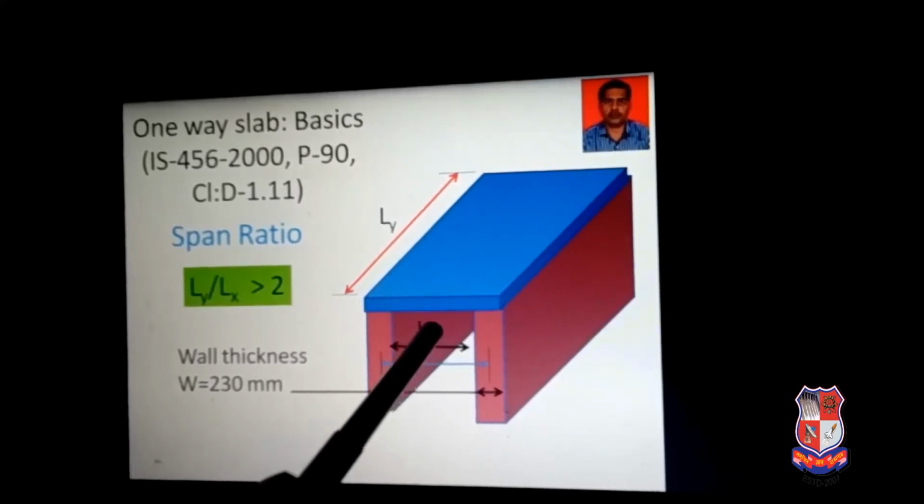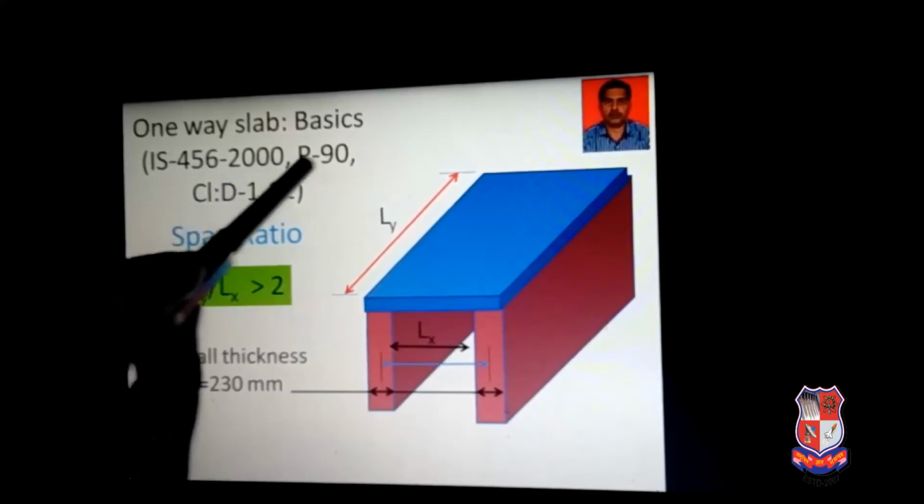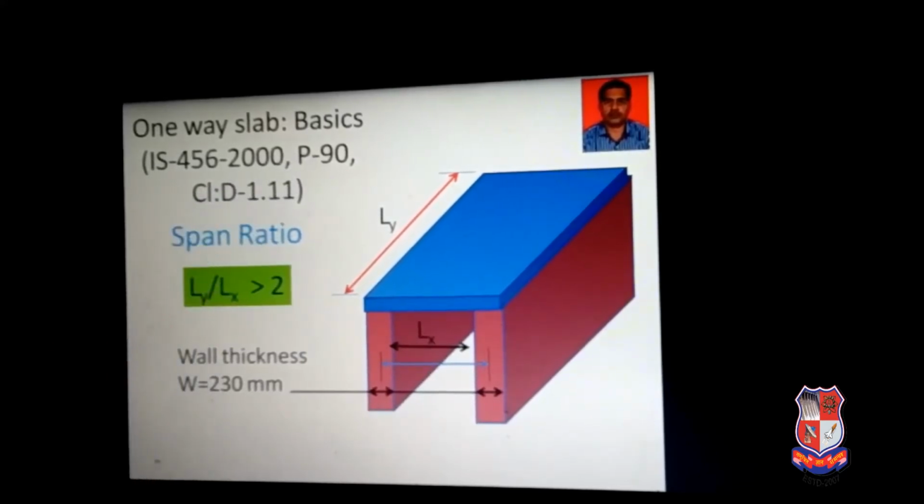To identify whether a slab is a one-way slab or not, we should refer to the IS 456-2000, page 90, clause D-1.11. According to this, a span ratio has been suggested. If the ratio of longer span Ly by the shorter span Lx is more than 2, only then a slab can be a one-way slab.